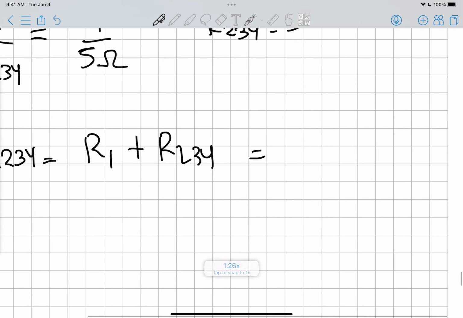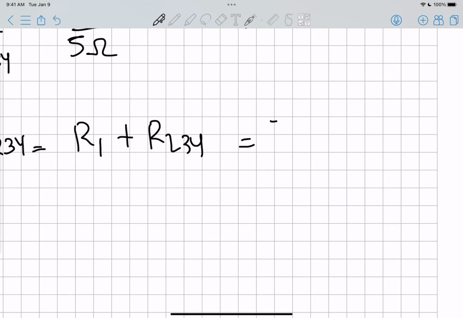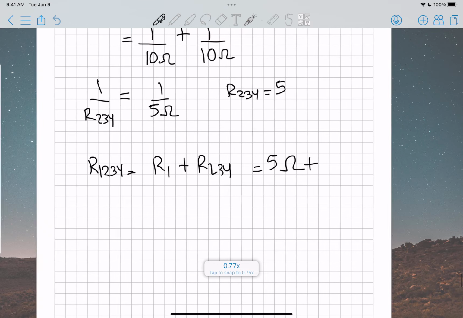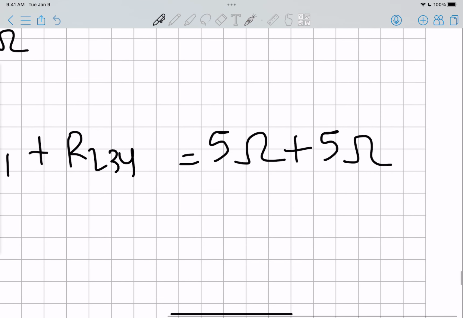So R1 plus R234, so that's 5 ohms, right? Plus R234, and we figured out that R234 was 5 ohms as well. So this is just 10 ohms. The whole thing is 10 ohms.